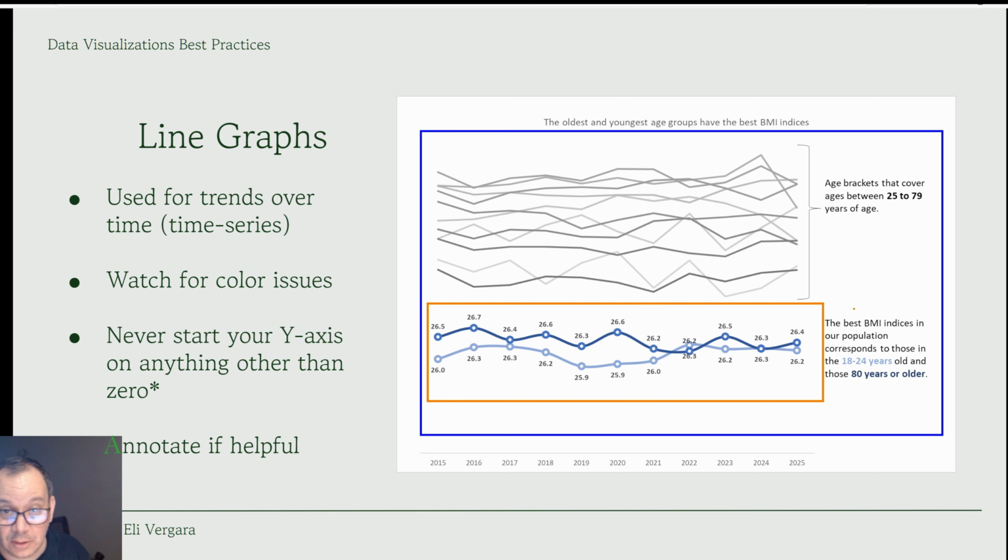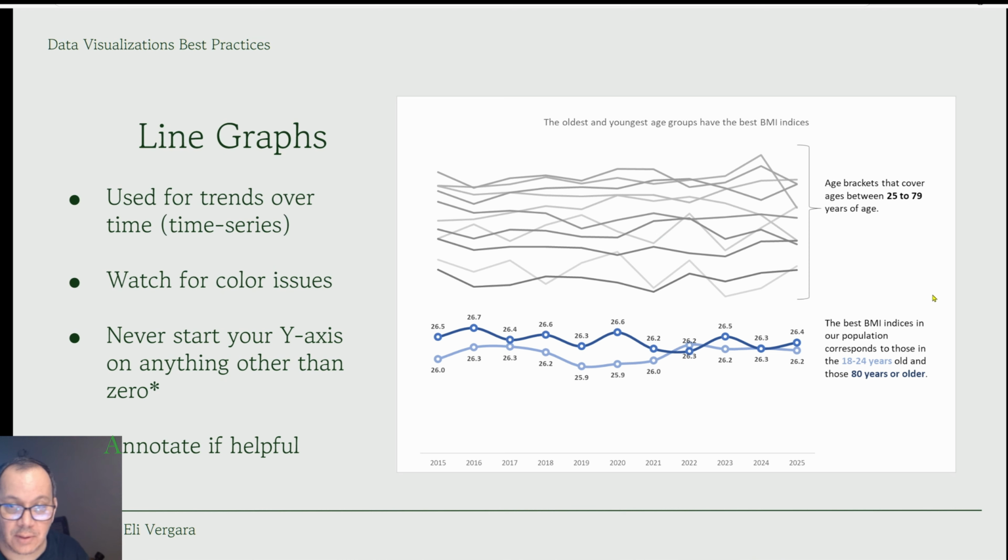And again, use annotation. Notice here the use of color on these labels right here to match the lines that we use, right? So that way it's clearly understood. So line graphs are great to communicate data over time.